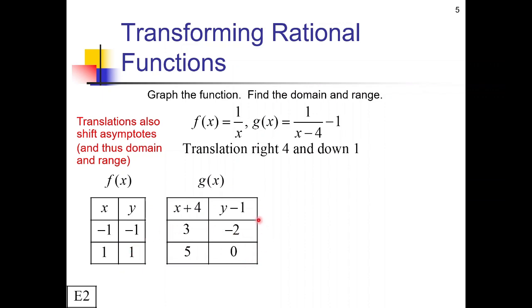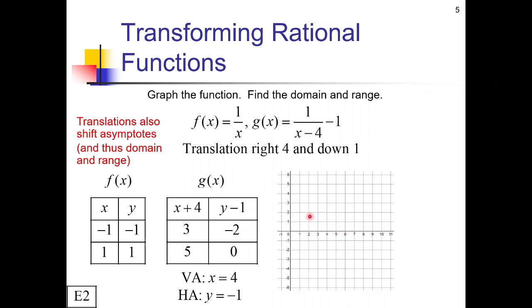Now again, we also have to change our asymptotes because of the shifting. So since I'm adding 4 to all the x values, the asymptote at x equals 0 is now going to be at x equals 4. And since I'm shifting down 1, the asymptote that used to be y equals 0 is now going to be y equals -1. So let's go ahead and graph all this.